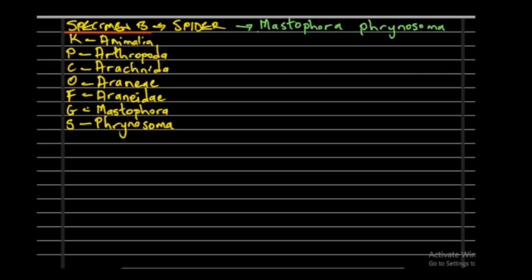Like we did in the first one, you can see how we are writing the scientific name without joining the underlines. That is how it is. The first letter of the first word, the genus, is written in capital letter, while the first letter of the species name is written in lower case. That is how we write the scientific names of organisms.